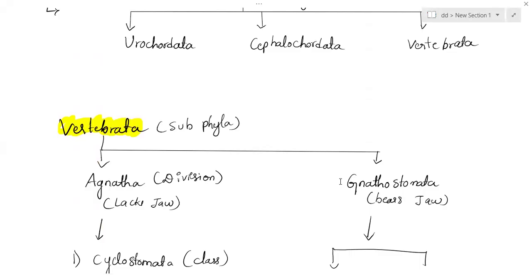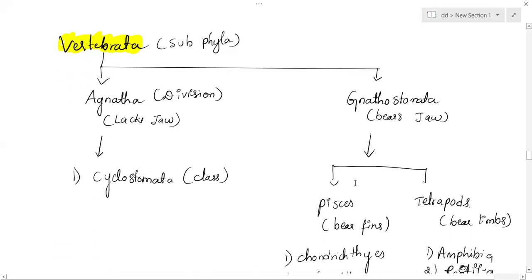This Vertebrata, which is a subphylum, will be divided into two more divisions: Gnathostomata, which bears a jaw, and Agnatha, which lacks a jaw. This Agnatha will have only one class, that is the Cyclostomata. The Gnathostomata will have two superclasses, one is Pisces and the other is Tetrapoda, where Pisces bear fins and tetrapods bear limbs.